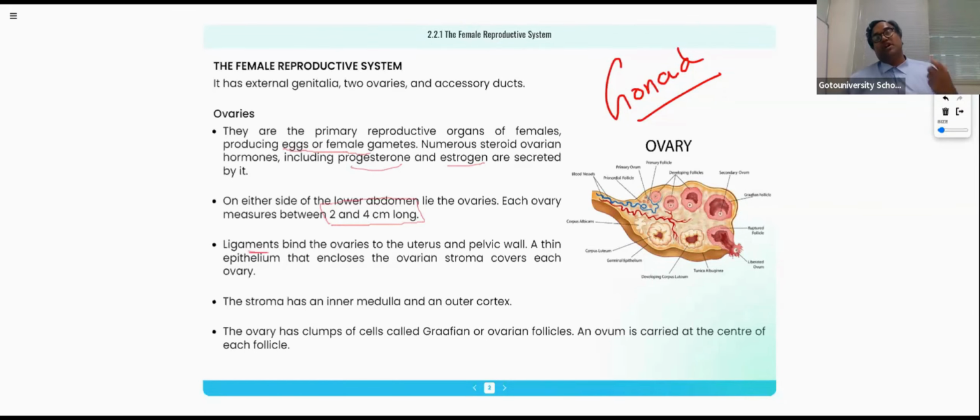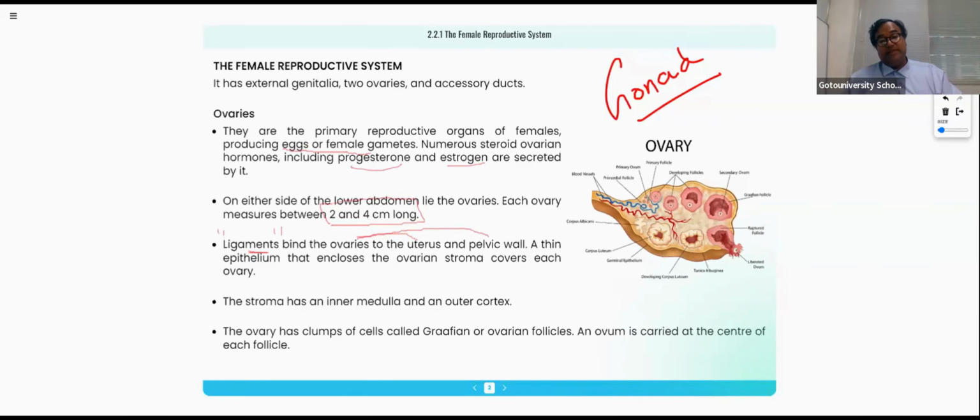What type of tissue exists between the uterus and the pelvic wall? The ovary gets attached to the uterus, and sometimes they will say the ovary is attached to the pelvic wall. You should be competent enough to say that ligament tissue is responsible for the ovary's attachment to the uterus and then to the pelvic wall, right?